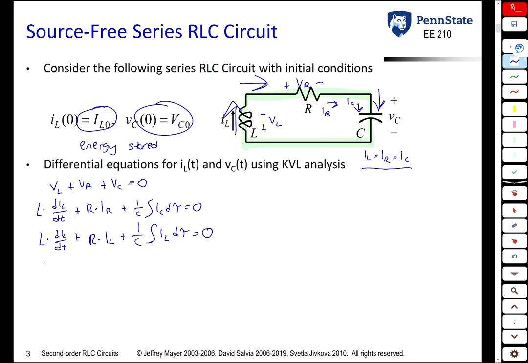Let's take the derivative of every term in this equation and divide by this leading coefficient L. We end up getting that the second derivative of IL plus R over L times the first derivative of IL plus 1 over LC times IL is equal to 0. And we see that we have a second order constant coefficient differential equation of the form x double prime plus ax prime plus bx is equal to 0.